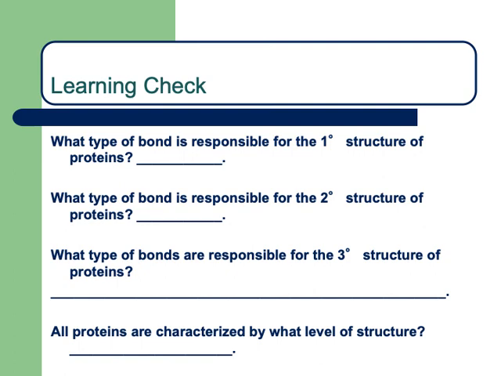The last question is, all proteins are characterized by what level of structure? Well, essentially, a protein has a function when it's in its tertiary form. So in this case, all proteins are characterized by the tertiary level of structure, because the tertiary level, the folding of an amino acid linear structure, gives it its function. So it's the tertiary level. This concludes this online lecture.